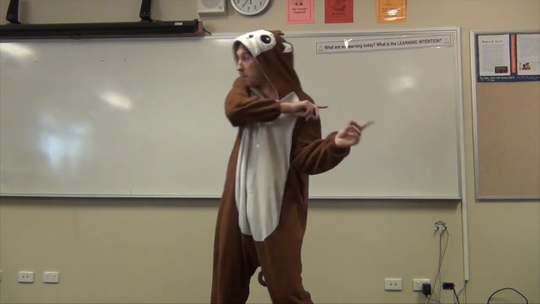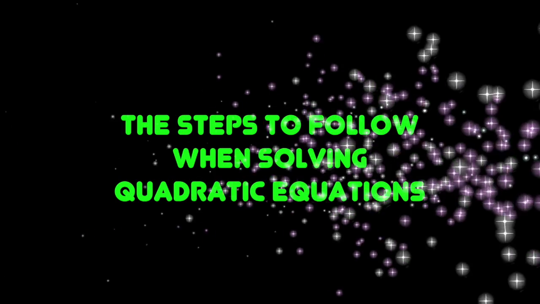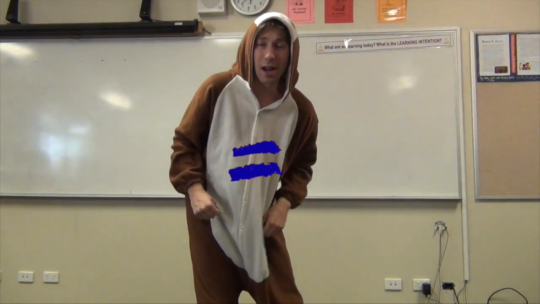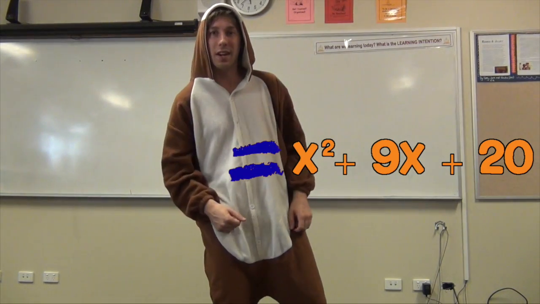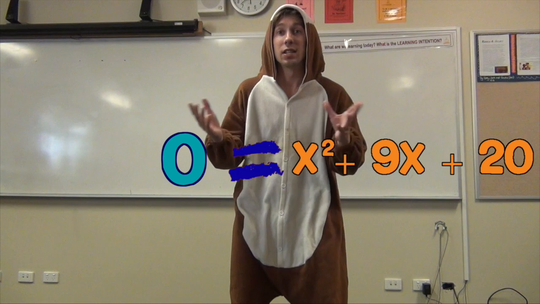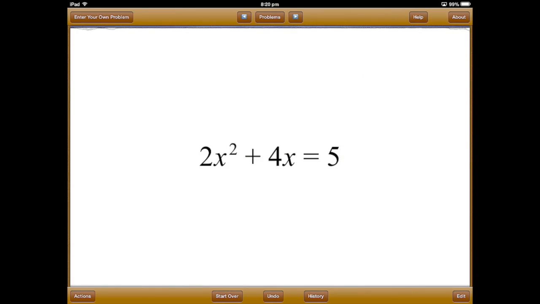When we solve quadratic equations, there are a few steps that we must follow in order to get the desired answer. So let's check these out. Step one is to get everything on one side of the equal sign so that you're just left with 0 on the other side of the equal sign. When solving quadratic equations, we need to make sure that we have everything on one side so that the other side is equal to 0.